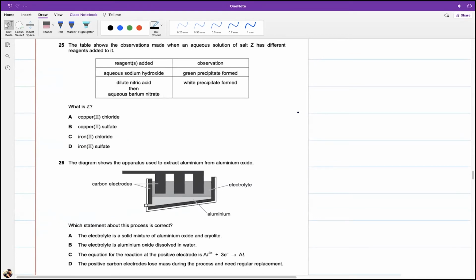The table shows the observation made when an aqueous solution of salt has different reagents added to it. Okay, when you add sodium hydroxide, green precipitate is formed. So that can be iron 2, that can be chromium 3. दोनों में से कोई हो सकता है.